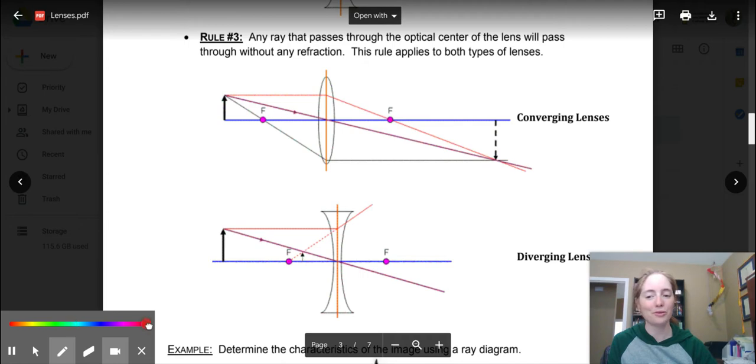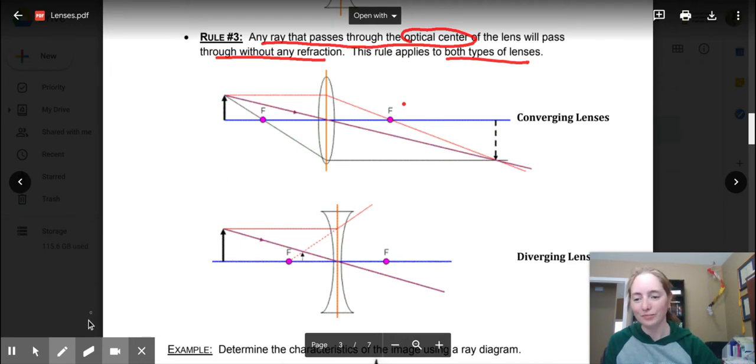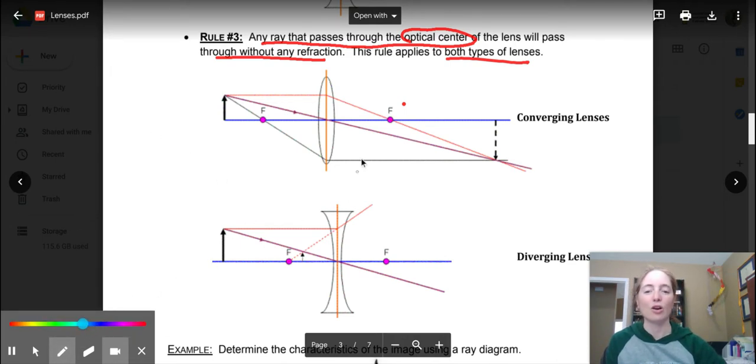Now, rule number 3 also applies to both of them. Any ray that passes through the optical center, so remember the optical center is that very, very middle point of the lens, it will pass through without any refraction. Both types of lenses, this is going to be the case. So I'm going to switch back to blue. On this diagram, we've already drawn these 2 rays. And now we're going to be looking at the third.